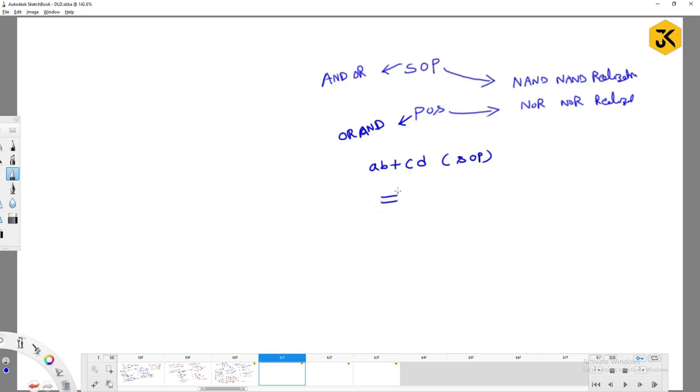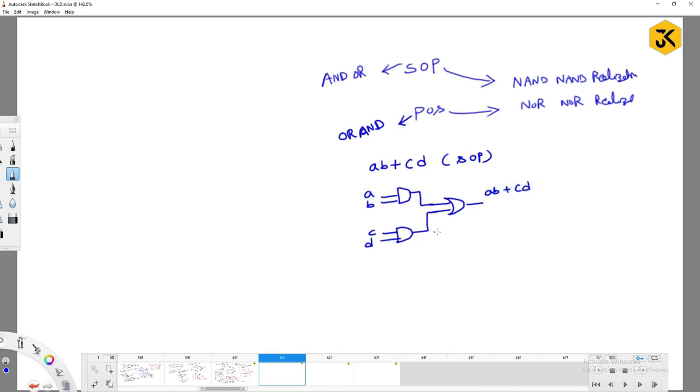So if you take the AB implementation, it will look like this: AB, and for CD it requires one AND gate. And to perform the OR operation, these two outputs should be attached to one more OR gate. Finally, you are going to get AB plus CD as the output, right?